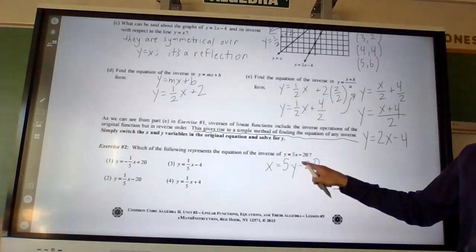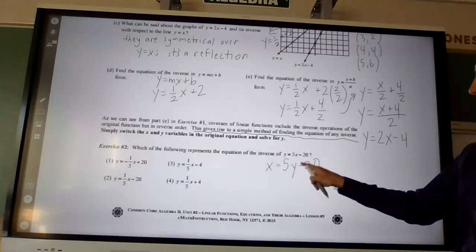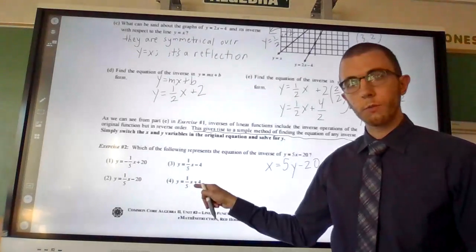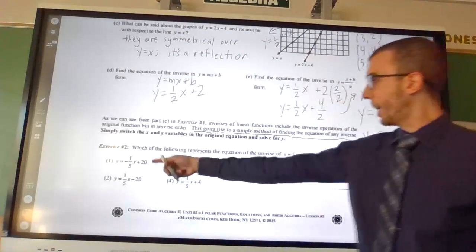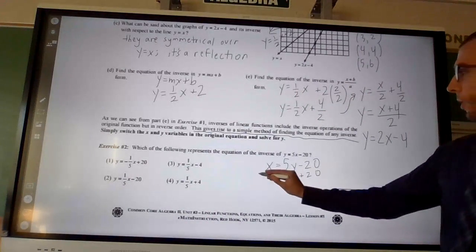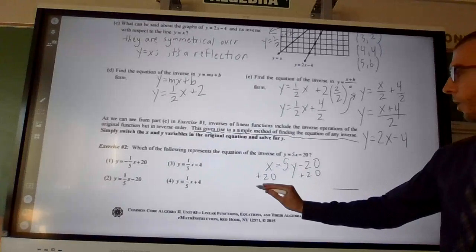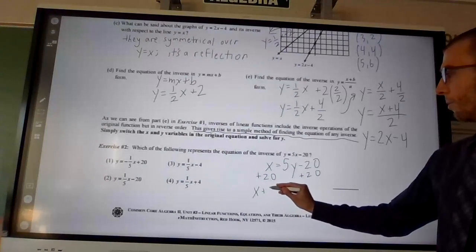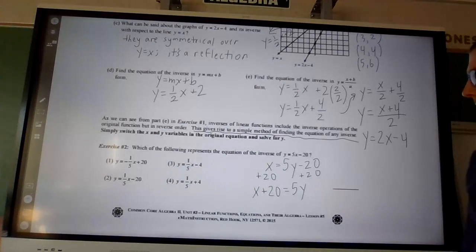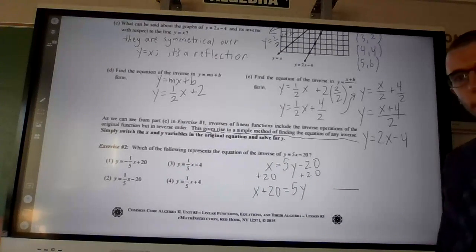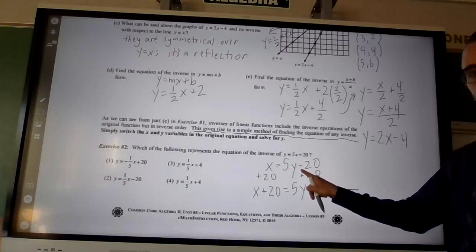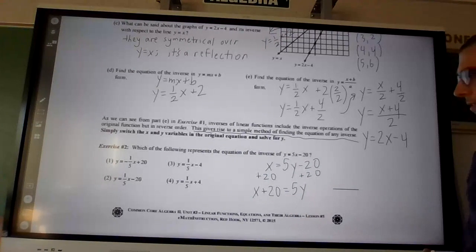Now we need to solve for y, though. We have to solve for y in terms of x, because we need an equation like what we're used to: y equals mx plus b. That's what we're looking for. So I'm going to start, like you guys know here, by adding 20 to both sides. So I have x plus 20 equals 5y, because I'm trying to get y alone here. That's what I want all by itself in the end. So I have x plus 20 equals 5y.